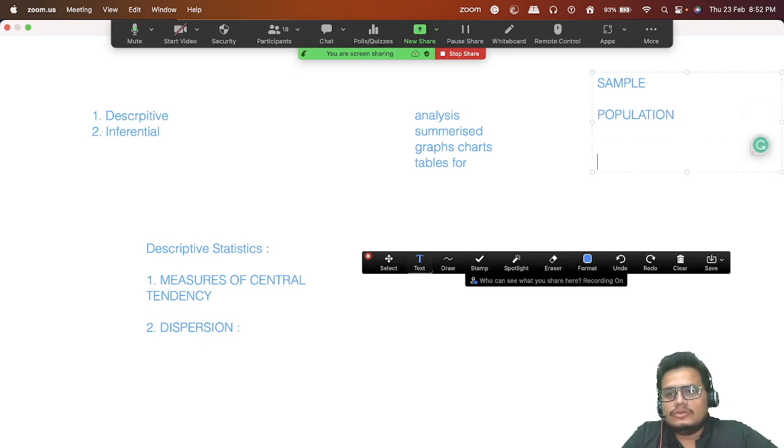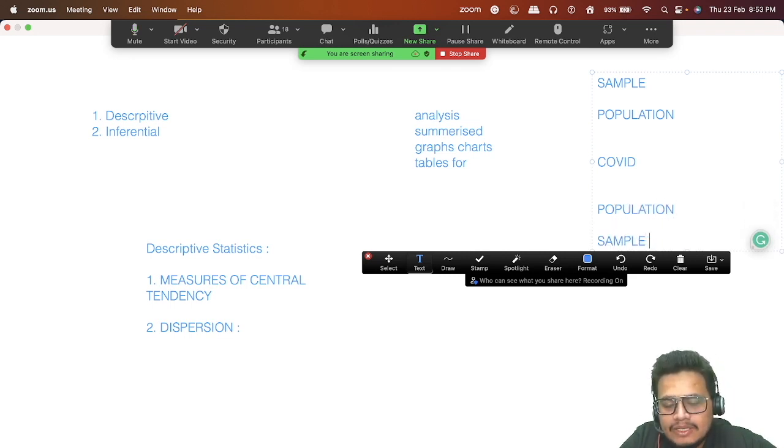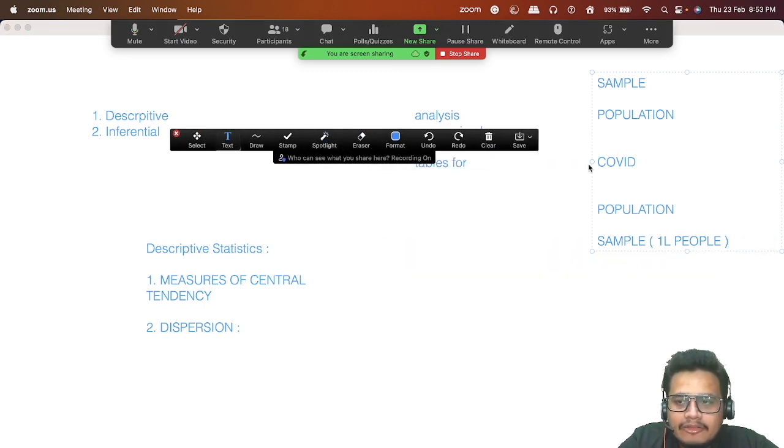Okay, so let us say when we had COVID, we wanted to vaccinate all the population of the world. So what we did, we took a sample. A sample means first 100 people, then we took 200, then let us suppose we took 1 lakh people, and on those 1 lakh people we tested our vaccines.